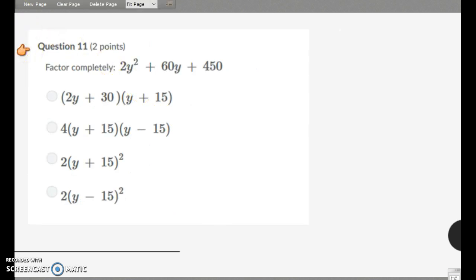Question number 11. Factor completely 2y squared plus 60y plus 450. Answer choices are the quantity 2y plus 30 times the quantity y plus 15. Second choice, 4 times the quantity y plus 15 times the quantity y minus 15. Third choice, 2 times the quantity y plus 15 squared. And last choice, 2 times the quantity y minus 15 squared.